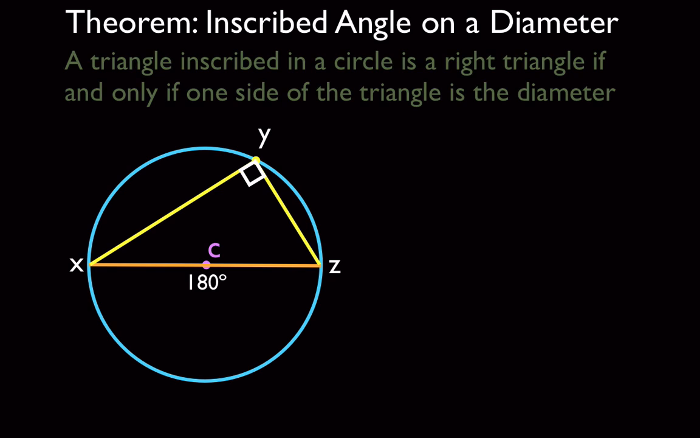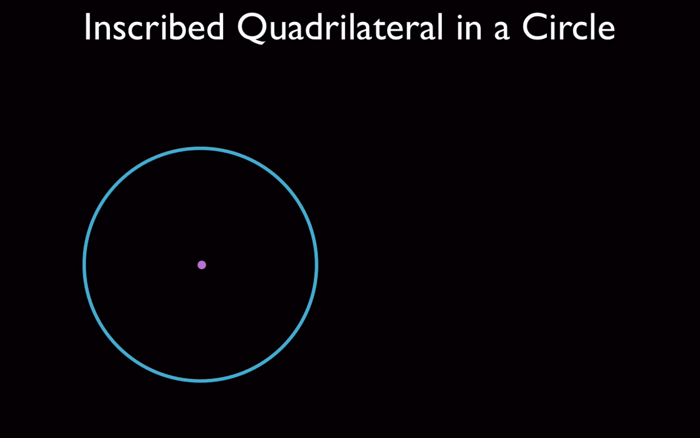The theorem says, a triangle inscribed in a circle is a right triangle if and only if one side of the triangle is the diameter. What that means is, if you take a diameter and you inscribe it, you get a right triangle. Conversely, if you have a right triangle and all 3 points are on the circle, the hypotenuse must be the diameter. So you can go either way with it, as we've said before with if and only if proofs.